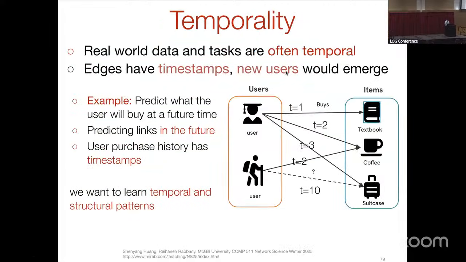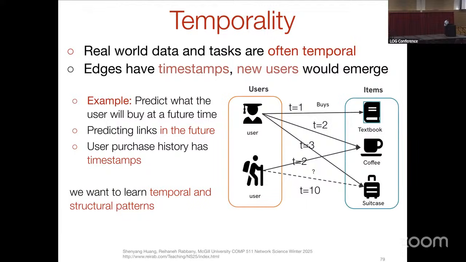So the real-world data and tasks, as we saw before, are often temporal. The edges have timestamps, and new users will emerge. So you cannot assume anything will be constant. You cannot assume that you will have the same set of users. You cannot assume that the number of edges in the graph will be fixed, for example, right? And the task itself is also temporal, which means that the output of the model is also different depending on time, or it should be different, right?